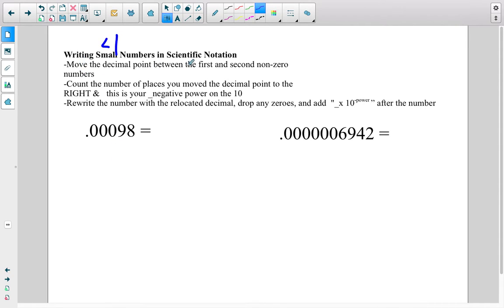We're going to move the decimal point between the first and second non-zero numbers. So in this case, that's right here. Count the number of places you moved it, and move the decimal point to the right. Because if it's a small number, the decimal place starts right here originally when it's in decimal form, but when I move it to scientific notation, it got moved to the right. So that was 4 places. This is going to be a negative power. So rewrite the number with the relocated decimal point, 9.8. Drop any zeros and add times 10 to that negative power. So it's a negative 4.